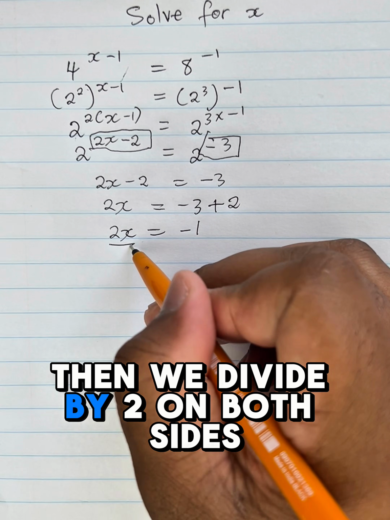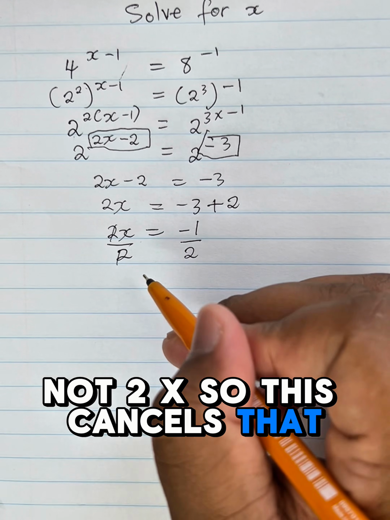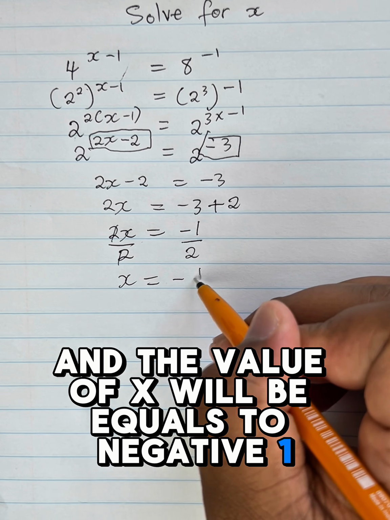Then we divide by 2 on both sides since we are looking for x, not 2x. So this cancels that. And the value of x will be equal to negative 1 over 2.